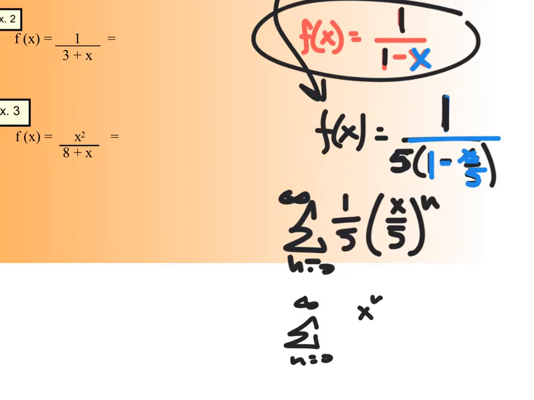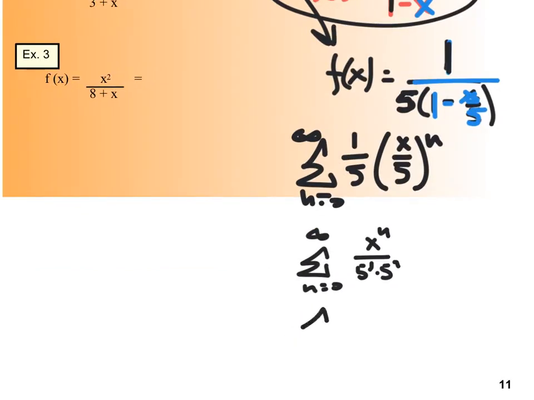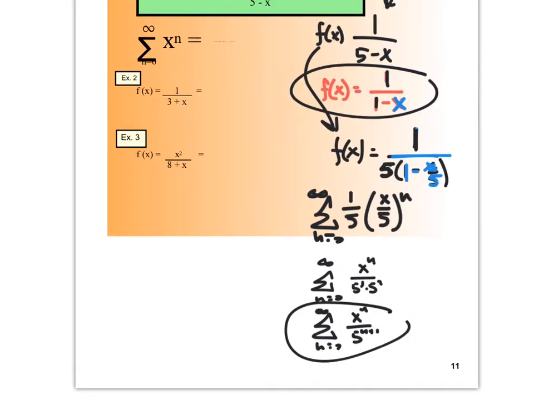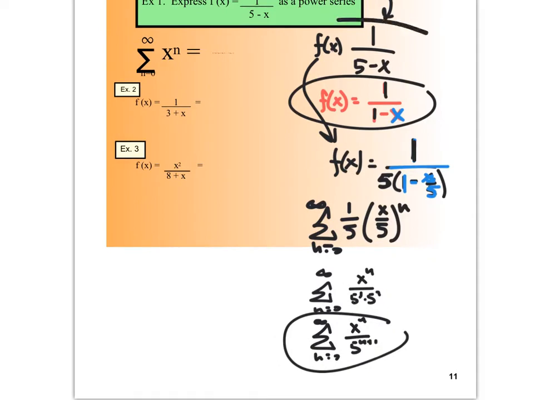Alright, that would be x to the nth power over 5 times 5 to the nth power. So 5 to the first times 5 to the nth, which can also be simplified to x to the nth over 5 to the n plus 1. So that would be a power series representation of this function right here.